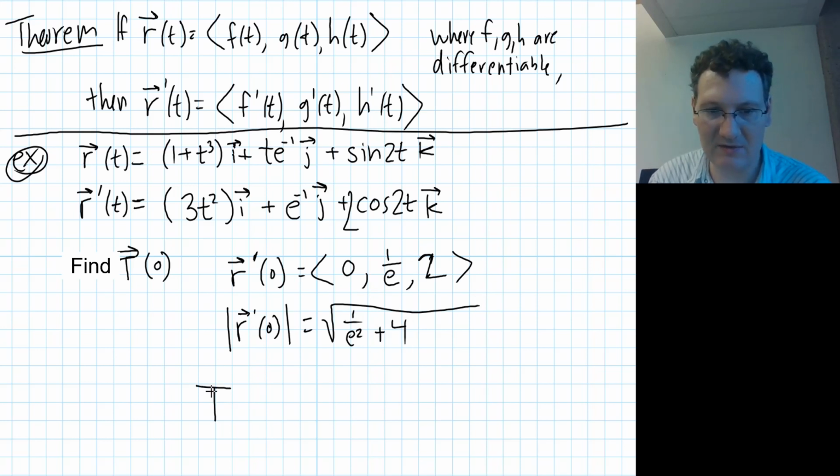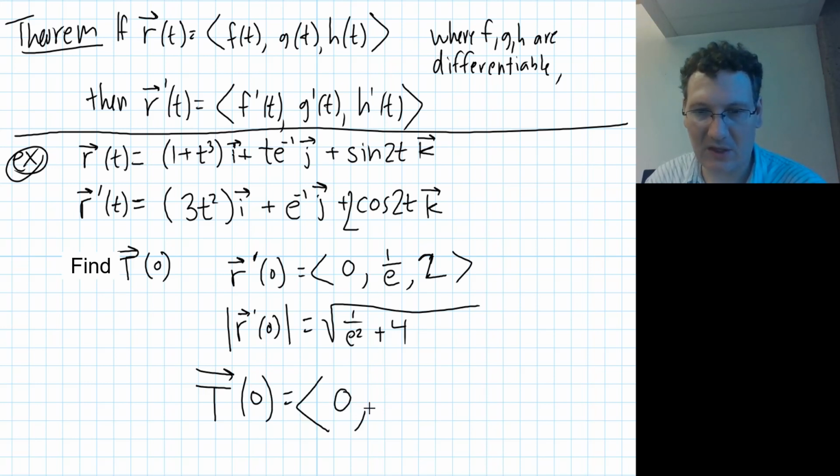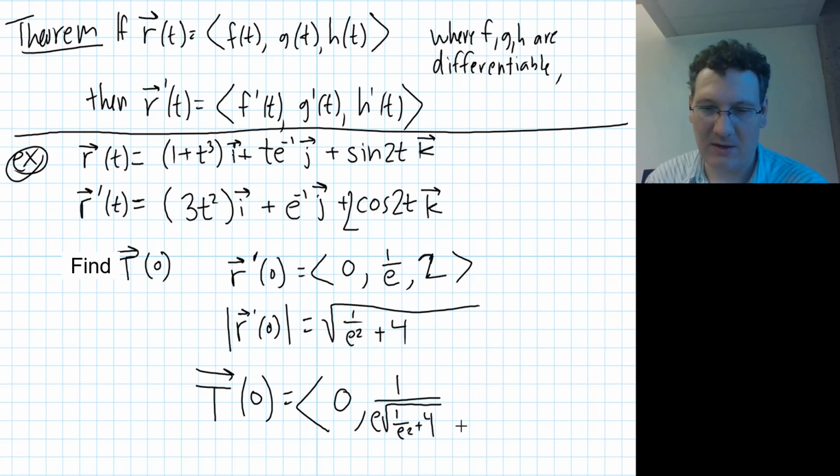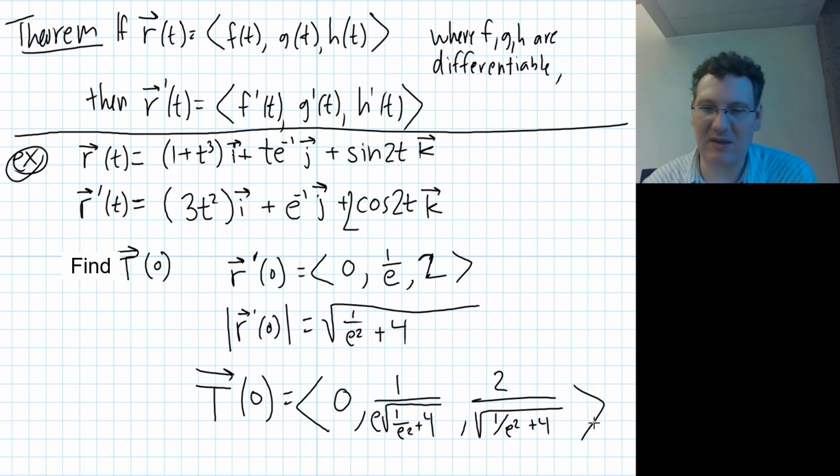And so the unit tangent vector, when t is equal to 0, would be given like this. It would be 0, then 1 over e times the square root of 1 over e squared plus 4, and then 2 over the square root of 1 over e squared plus 4. Not particularly pretty looking, but it is a unit vector. It has a length of 1.